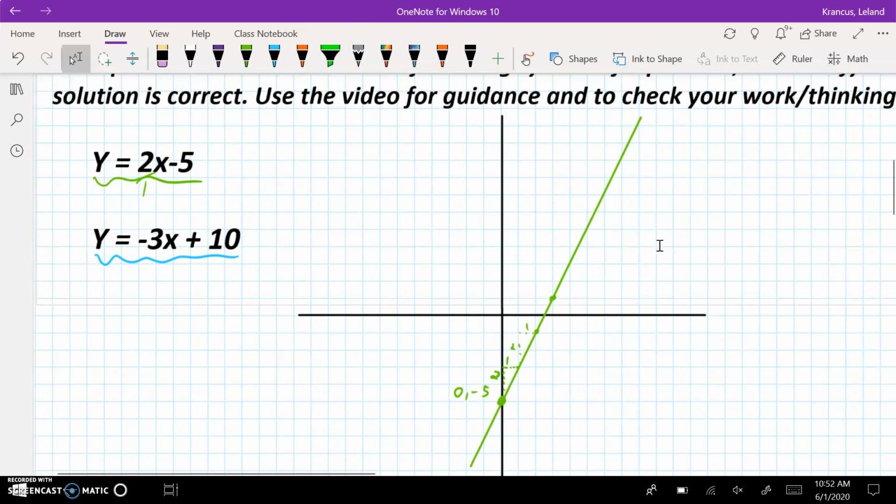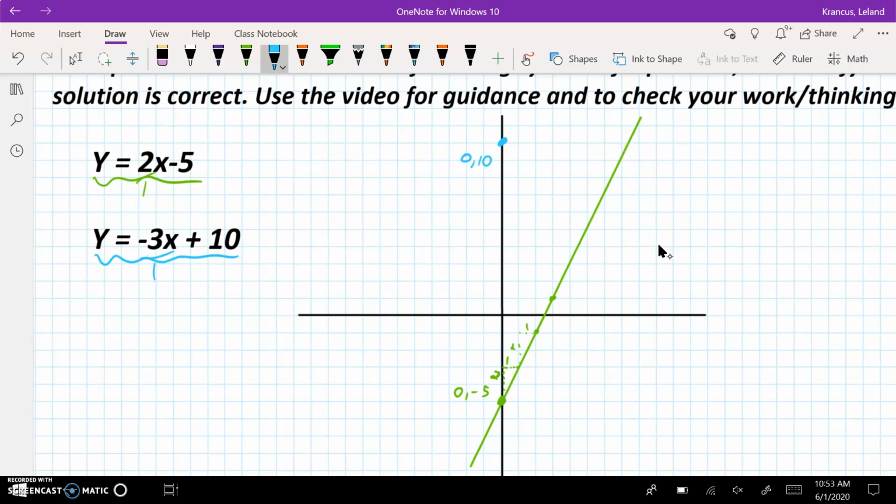So this one has a y-intercept at 10. There's my y-intercept at 0, 10. When x is 0, y is 10. Again, that's right off the equation. And then this one has a slope of -3 over 1.